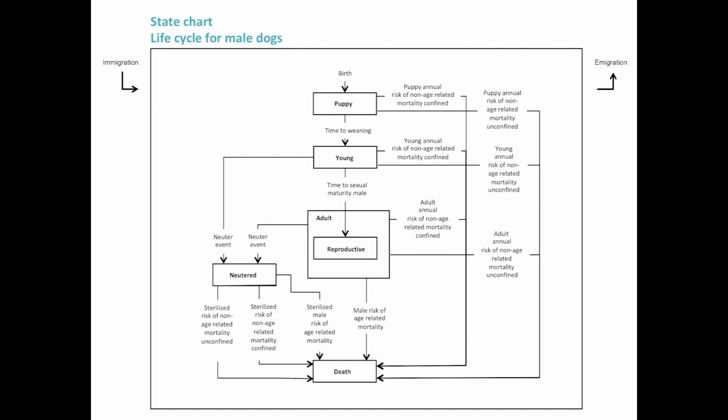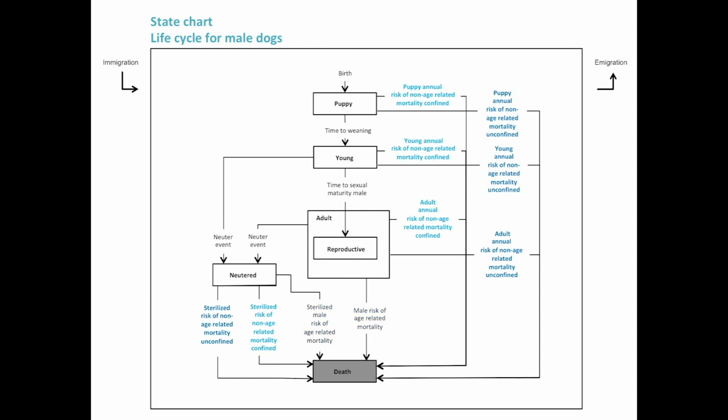This is the chart that describes the life cycle for male dogs in the model. Dogs started in a puppy state, and after a period of time, they transitioned to a young state. Once female dogs reached their sexual maturity, they entered the reproductive state, and they remain reproductive. There were two reasons why dogs would move into a dead state: if they die from old age, or if they die from other reasons not related to old age, such as sickness or accidents.